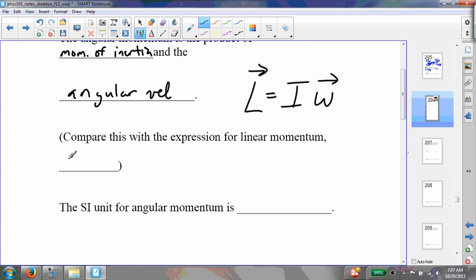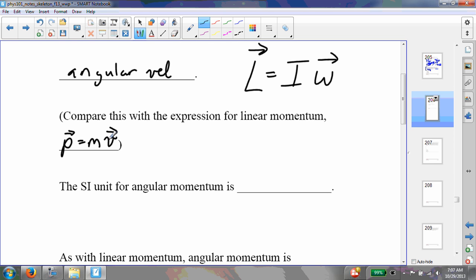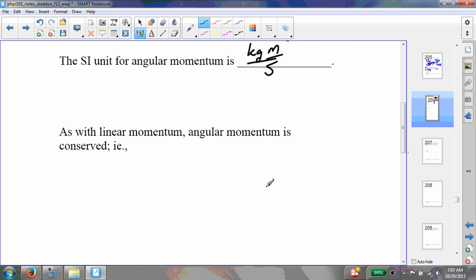We can compare this with the expression for linear momentum, which, remember, we had a lowercase p for, and it was equal to m times v. Now the SI unit for angular momentum: remember I is mr squared, so that's kilogram meters squared, and then omega is just 1 over second, so it's kilogram meters squared per second. Now, as with linear momentum, angular momentum is conserved, so Li is equal to Lf. The initial momentum equals the final momentum.